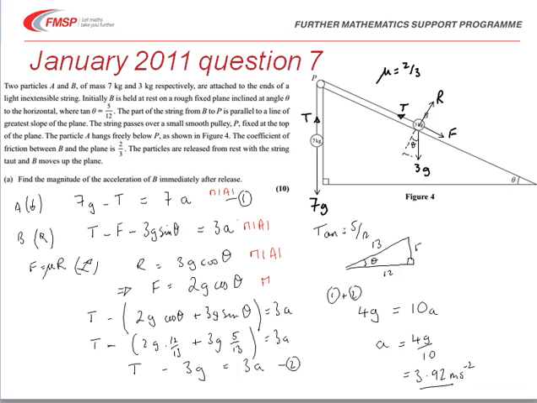A method mark for using F equals mu R correctly. And then as long as that had been done correctly up to that point, there's what's called a dependent method mark for getting down to this position here. So we've got the second equation now in terms of just g and a. Finally, another method mark for getting 4g equals 10a, and an A mark here for the answer 3.92. So 10 marks in total there.